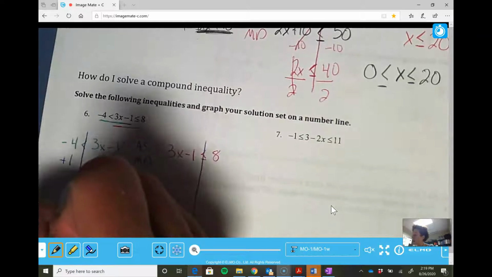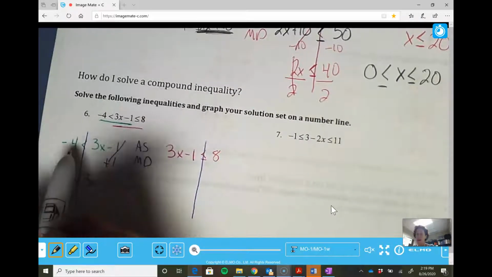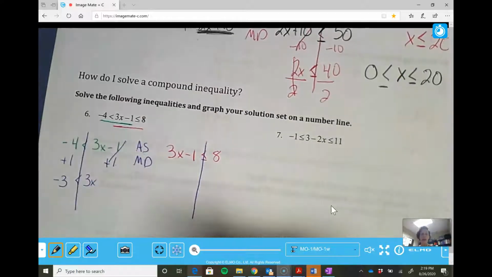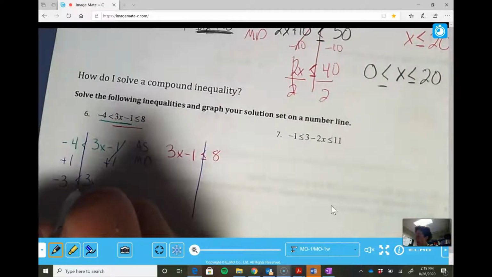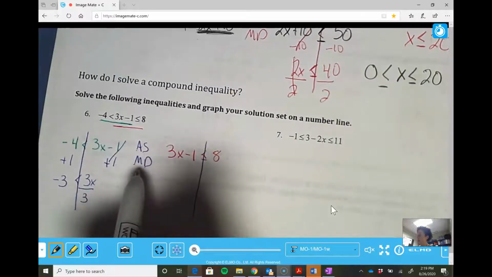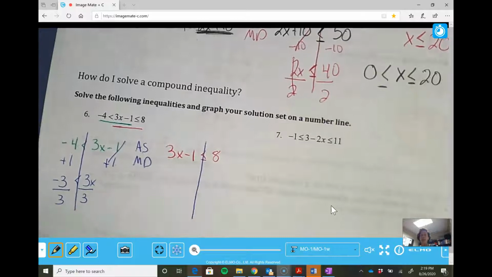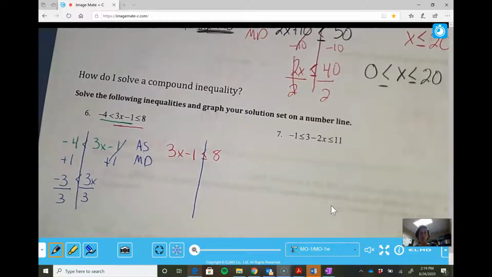So as we like to say, those cancel out. If you have negative 4 and you add 1, you get negative 3. And now I'm going to divide. I'm dividing because to undo that multiplication, I'll use division. So there is a negative number involved, but I'm not dividing by a negative number. I'm dividing by a positive number. So my inequality sign is not going to be switching directions. So just a heads up.